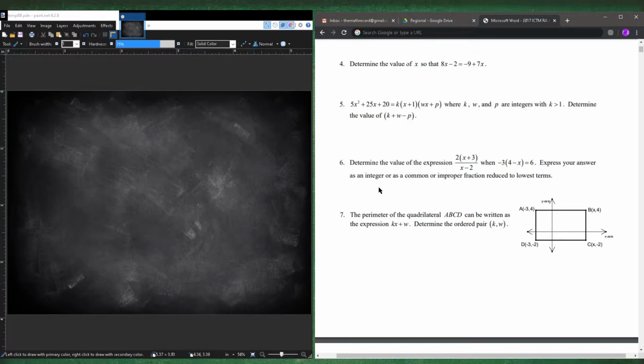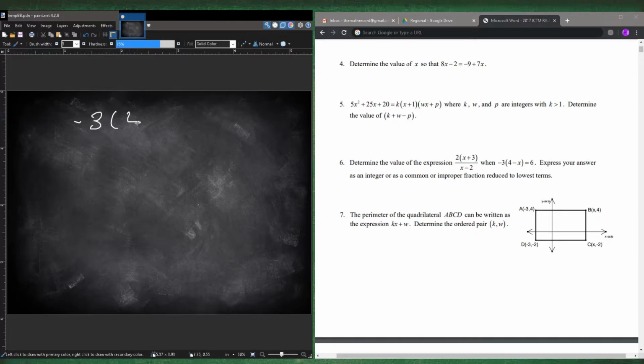Sometimes effectively. Determine the value of the expression 2(x + 3)/(x - 2) when 3(4 - x) is equal to 6, right? So we know -3(4 - x) is equal to 6. So we divide negative 3 by both sides, so we know 4 minus x is equal to negative 2. So that means x has to be equal to 6, right? So we know x is 6, we'll just plug it into this expression.